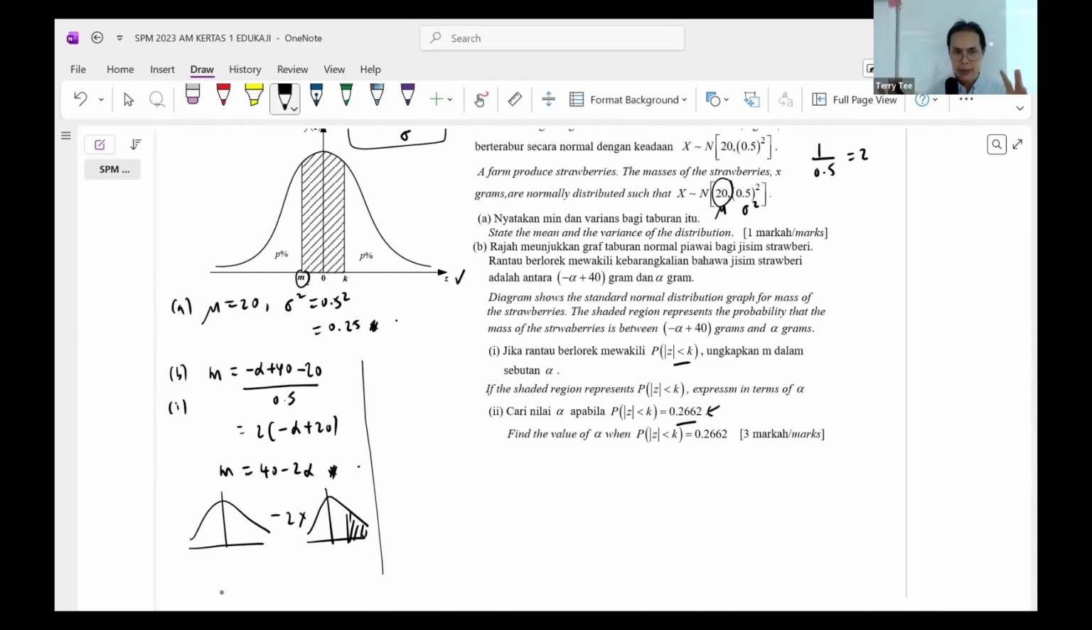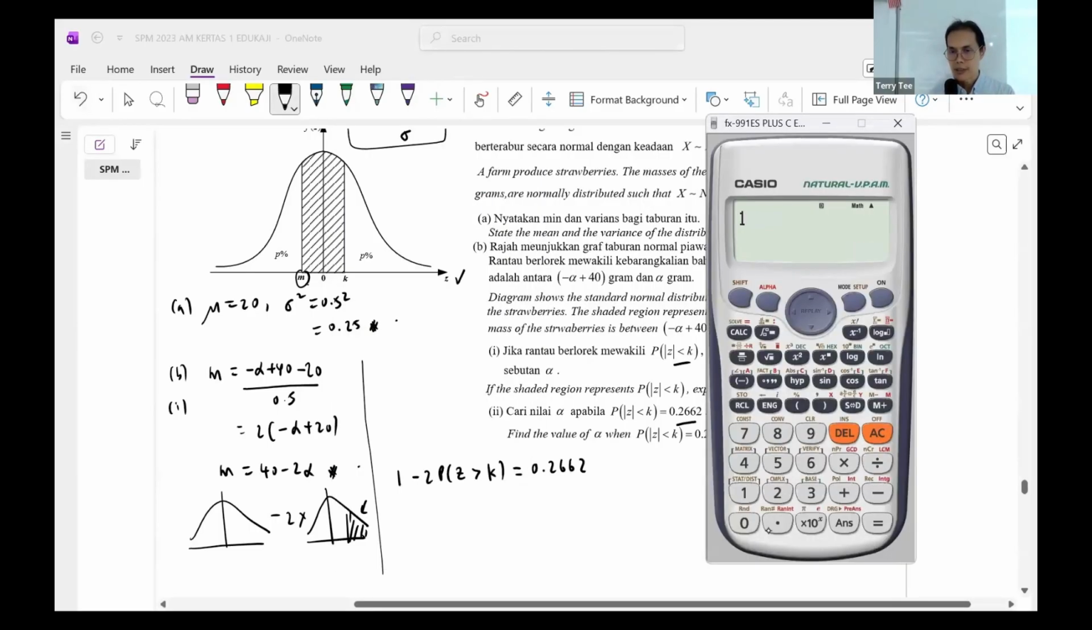The entire thing is 1. You subtract the upper tail. So I write 1 minus 2 times P(Z more than, what do you write here? This is your k, yeah? More than k. Yeah? You're solving for k first before you can solve for alpha. This is now 0.2662. Okay, let us use your calculator.